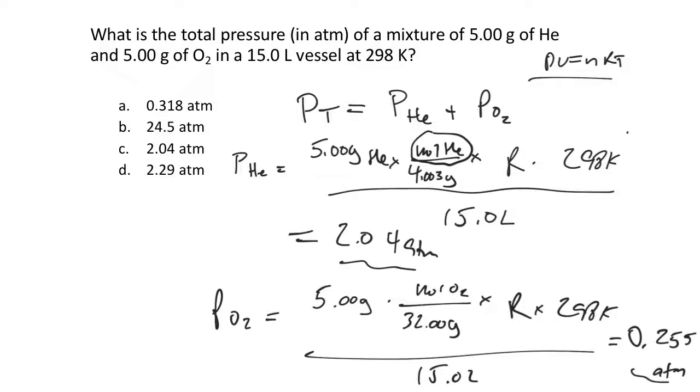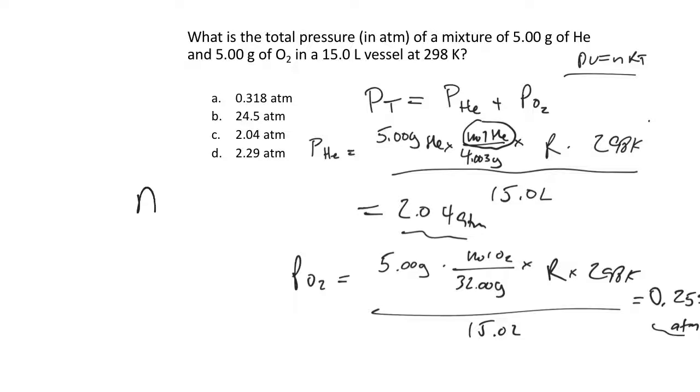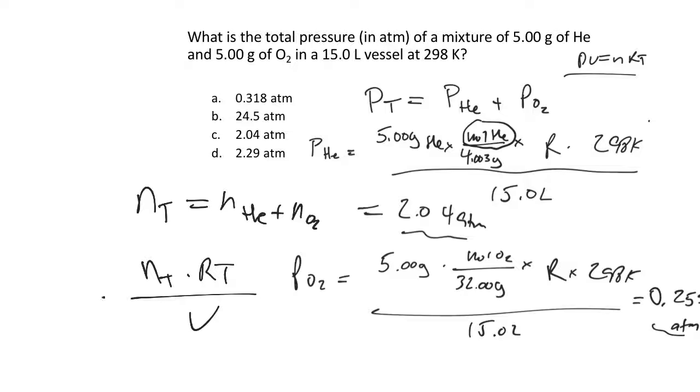Now, did anybody else approach this problem slightly differently? Anybody take a different approach? Yep, exactly. An alternate approach, and it's an equally valid way to solve the problem, would be to take your total number of moles, so the moles of your helium plus the moles of your oxygen, add them up together, and then take your total moles times R times T divided by V. That'll give you your total pressure. So if you take your total moles, you can get your total pressure right off the bat. Maybe save yourself doing the calculation twice. You just have to calculate the 2 moles and add them up.